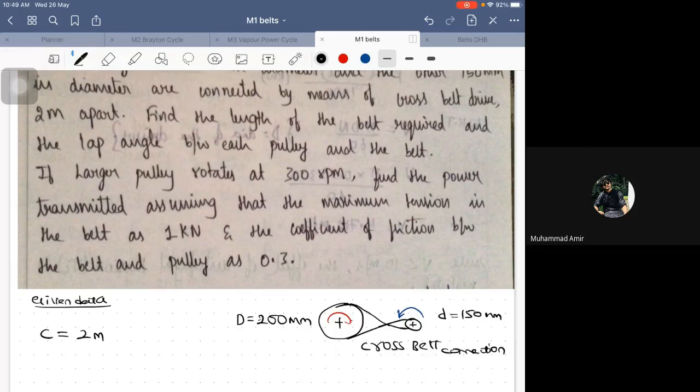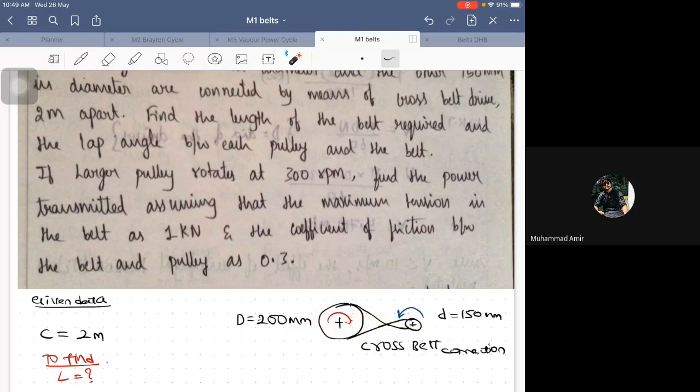So we need to find the length of the belt required. What is the length of the total belt? Length of the belt in the sense, what is the total length starting from here? Just observe this. Now what is the total length of this particular belt, all this length? You have to find it out.